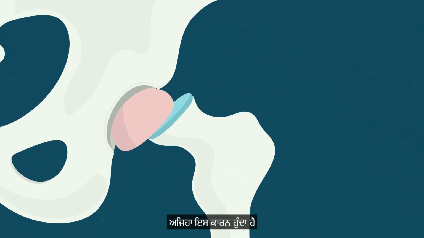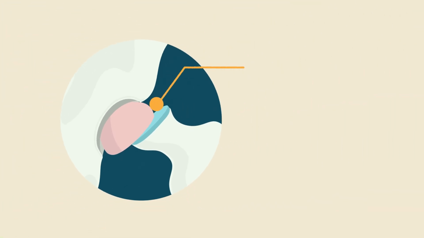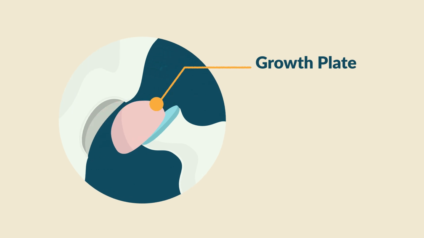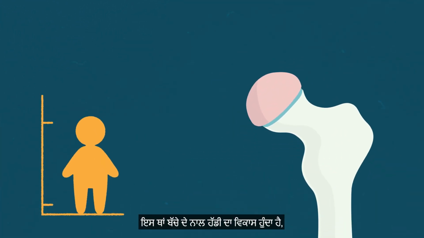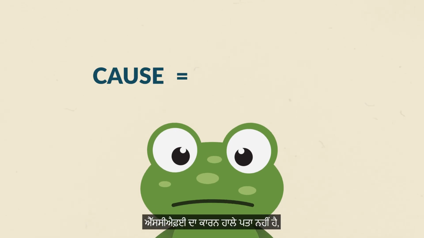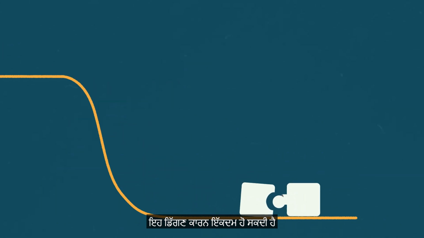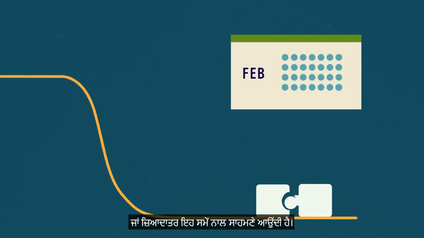This can happen because children have an area of cartilage underneath the femoral head, called the growth plate. This is where the bone grows along with the child and is weaker than normal bone. The cause of SCFE is currently unknown and can happen suddenly as the result of a fall, or more often, it can develop gradually over time.